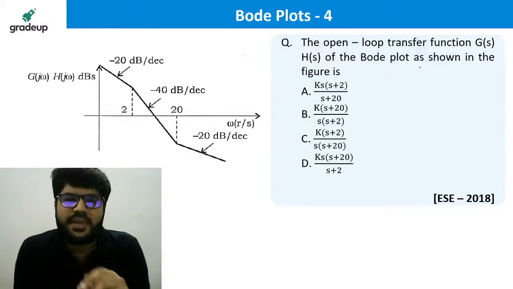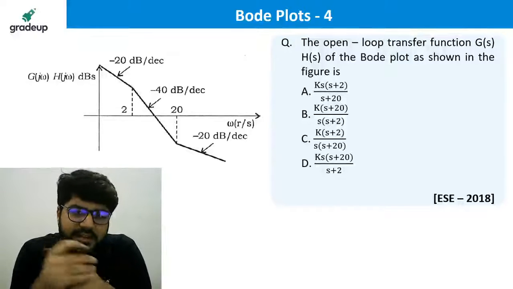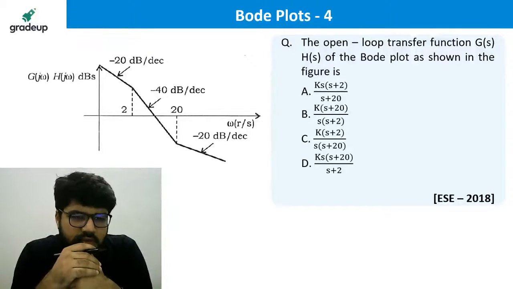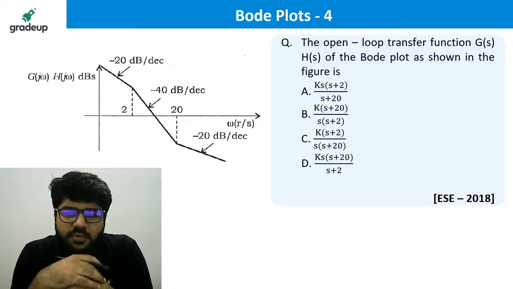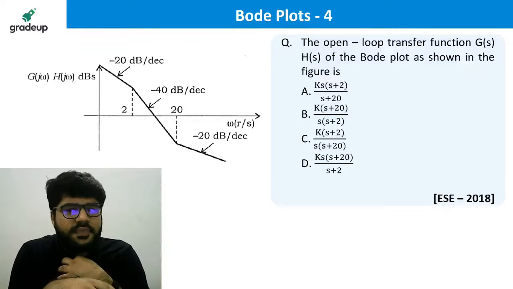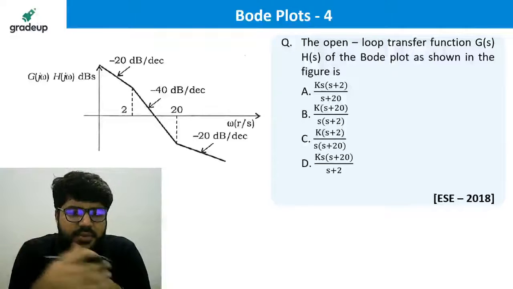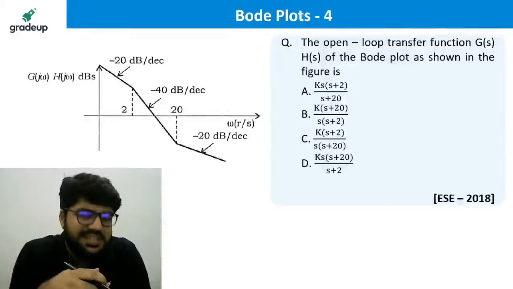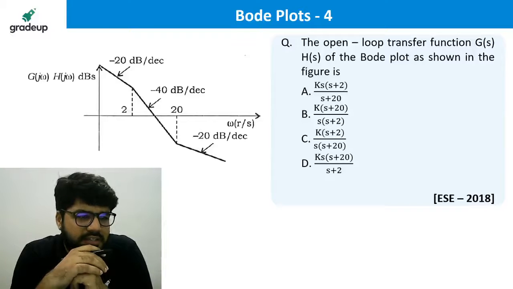Next question. Very simple direct question from ESE 18. The open loop transfer function G(s)H(s) of the Bode plot is shown in the figure. K(s+2)/(s+20) or K(s+20)/(s(s+2)). Some options are given. What is the open loop transfer function?